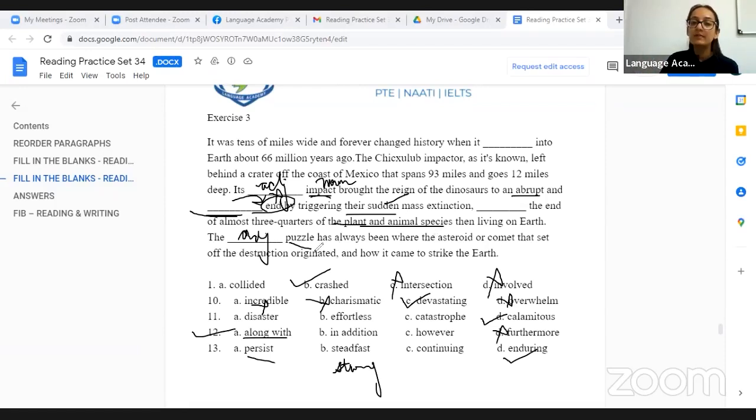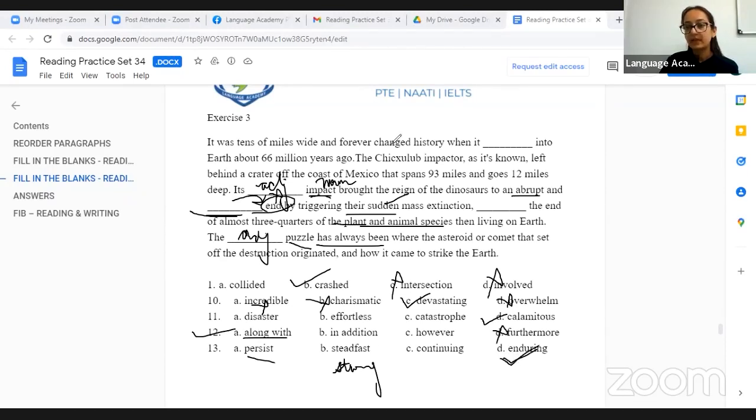The last one, the puzzle has been what kind of puzzle it is. It is a never ending puzzle because we have still not got the answer to that. Has been means present perfect tense. From the past till the present, we have not got the answer. That will be never-ending puzzle, which is enduring.